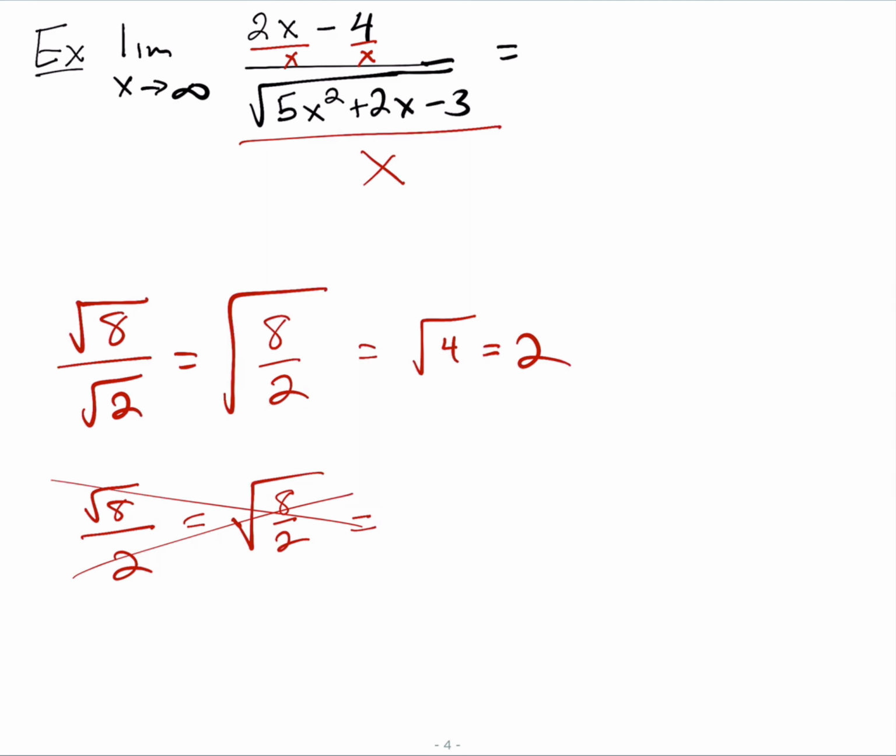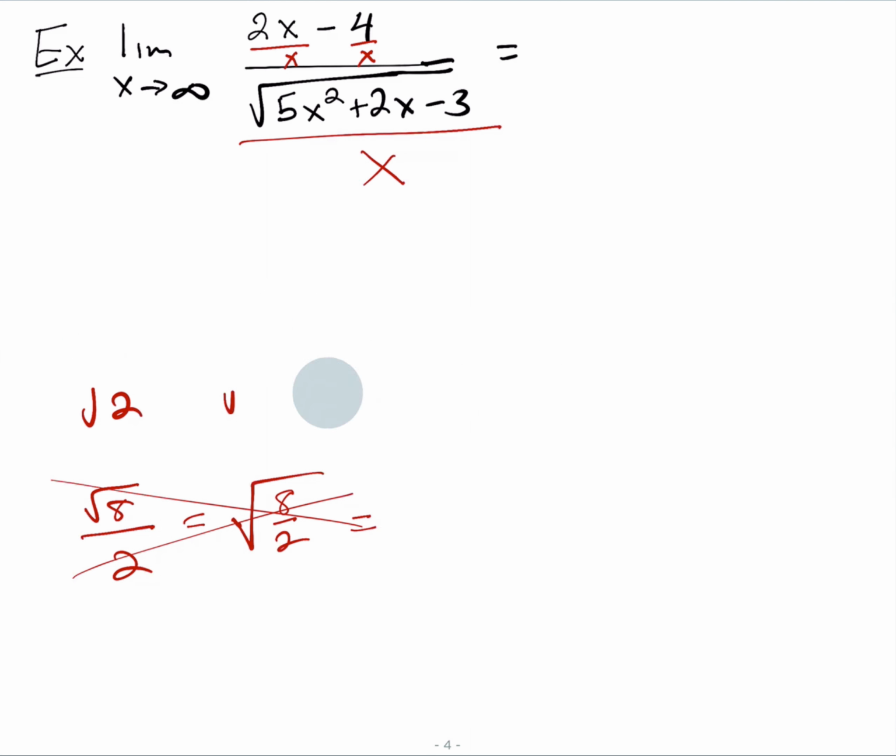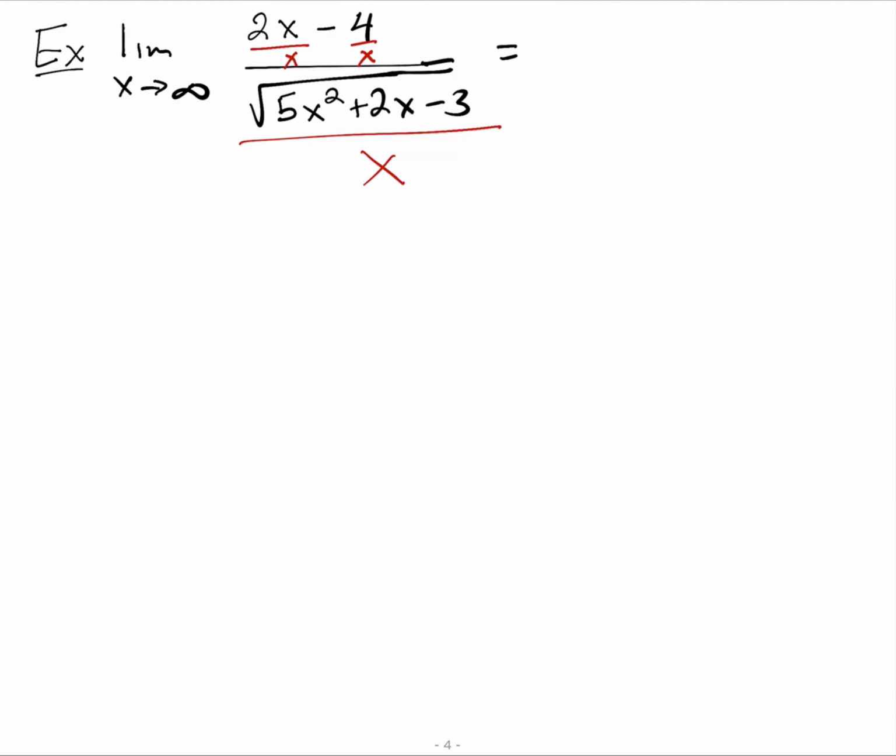So here in the limit I'm dividing by x, but that's not the same as dividing by square root of x, right? Okay, so we need to do a little bit more to get that square root in there. So it's not that we can't, it's just that we have to do some more stuff.